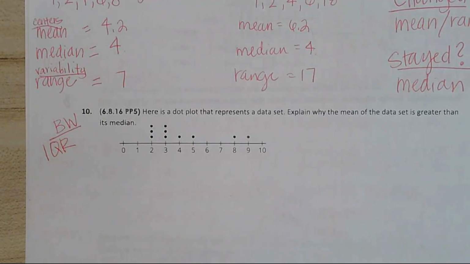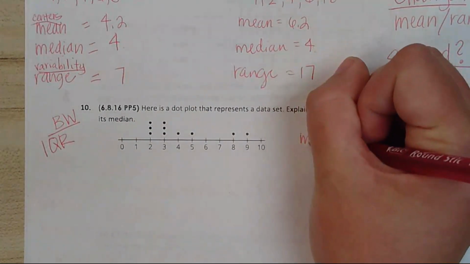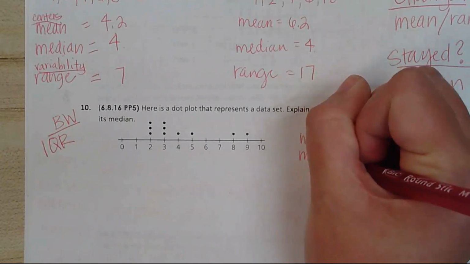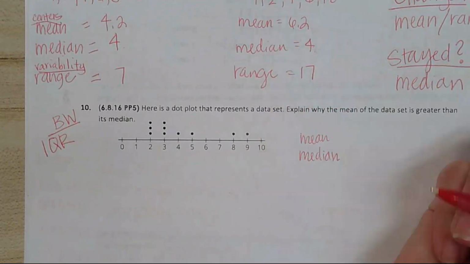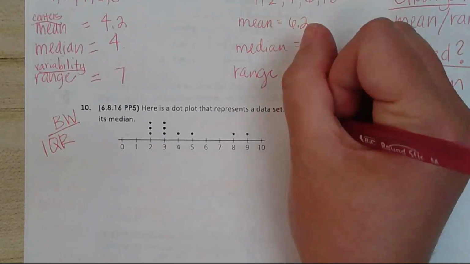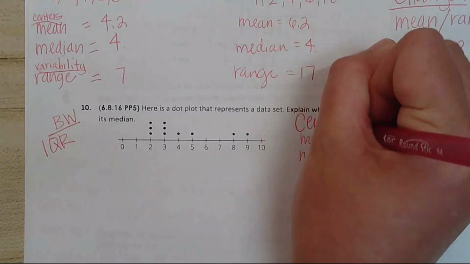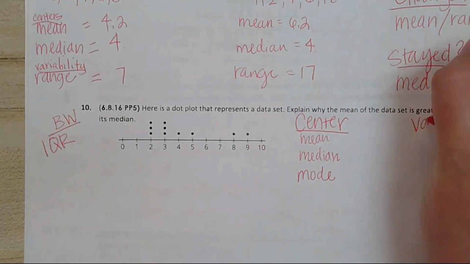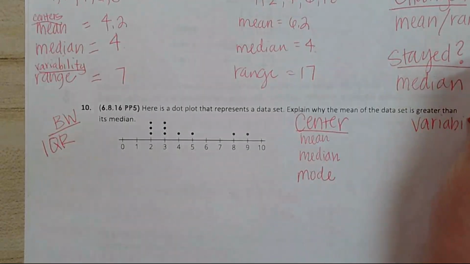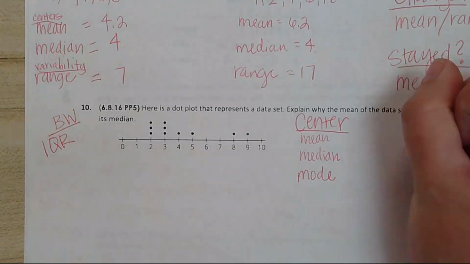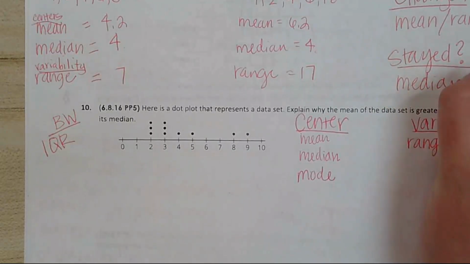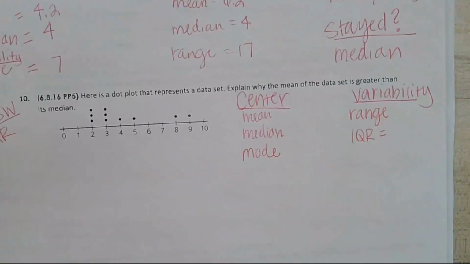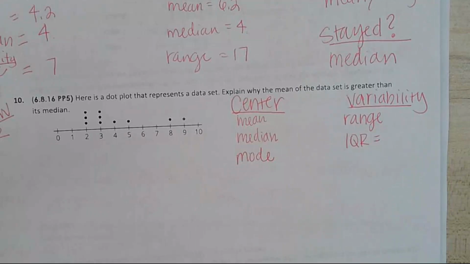But I do want you to find everything else. Okay? The mean, the median. What else? What are the other measures of center? And what are our measures of variability? We're just finding range. You can write down IQR and put an equal sign, but are you finding it right now? No. You'll find it for bell work too.